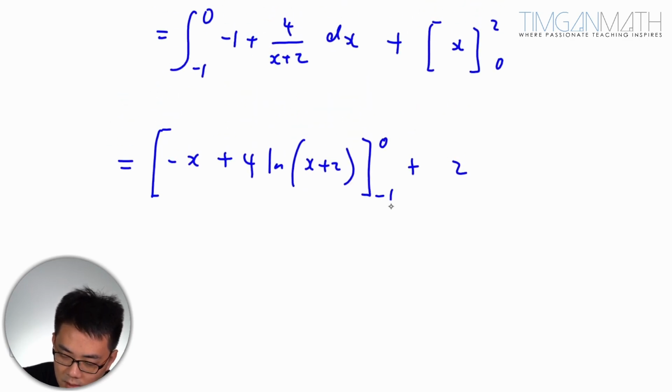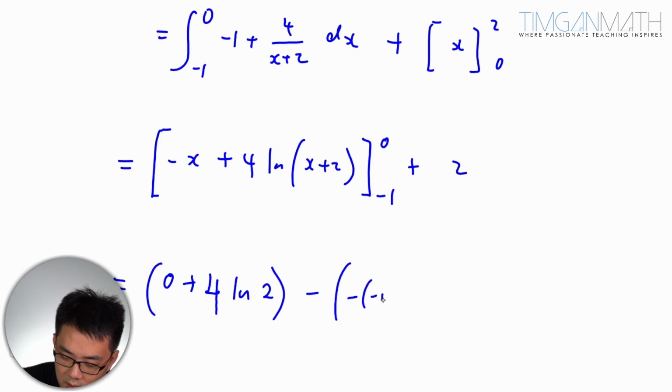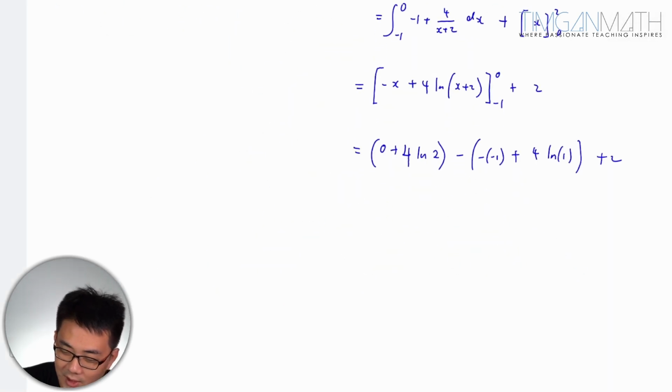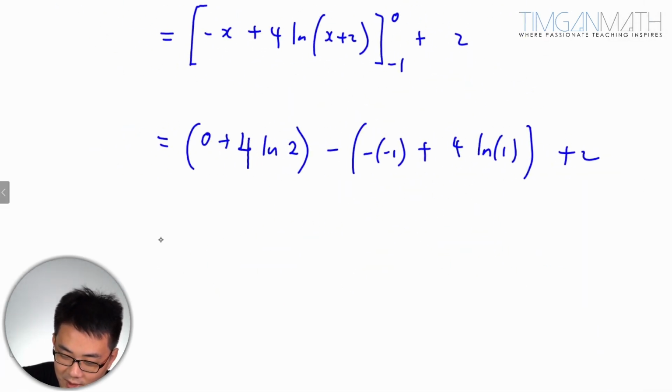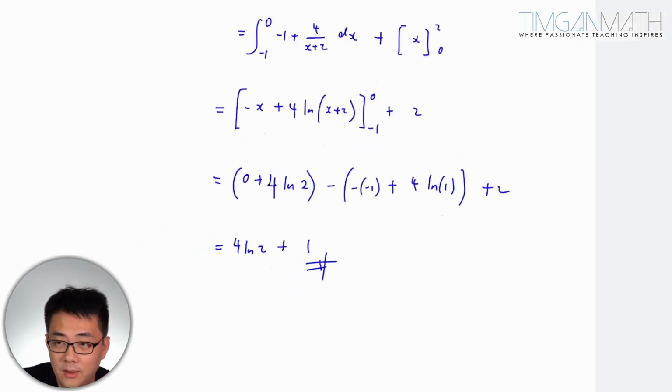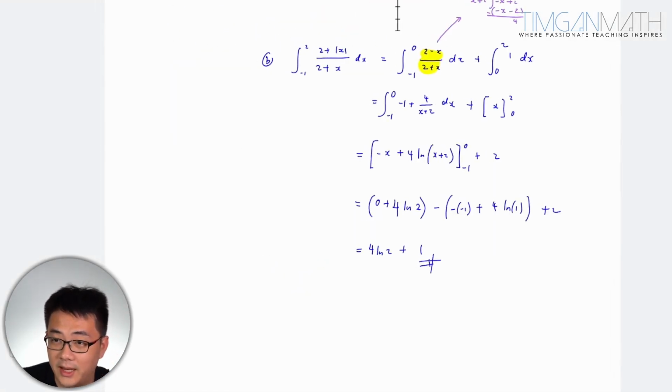This will be 0 and negative 2. So this will be 0 plus 4 ln 2, minus of negative 2 plus 4 ln 0, plus 1. And then what we'll get is actually 4 ln 2 plus 1. Okay, so this is the exact value that you get.